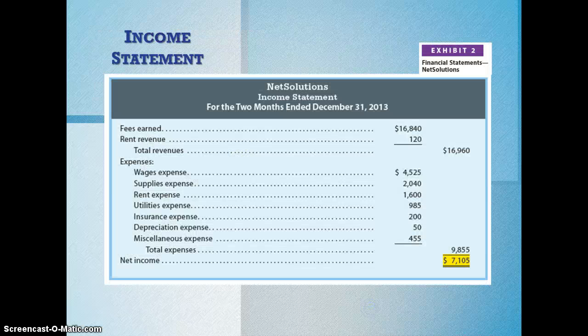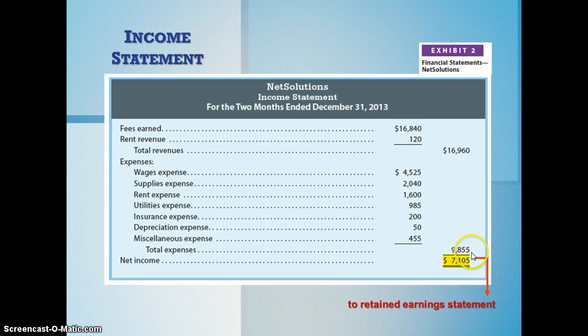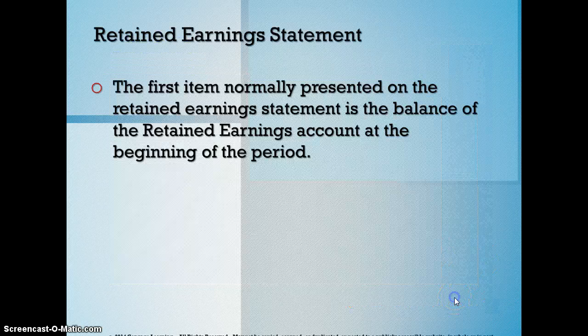And this is the completed income statement. We start out with revenues and we subtract our expenses, and in this case we end up with a net income because our revenue was larger than our expenses. And then this net income flows into our new retained earnings statement.